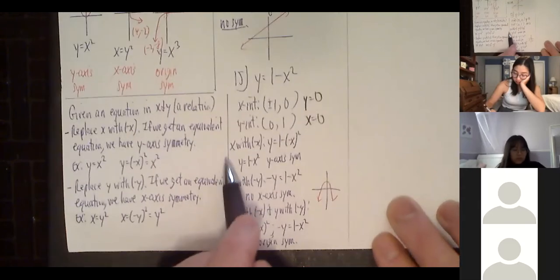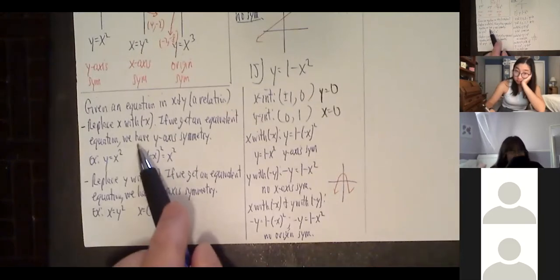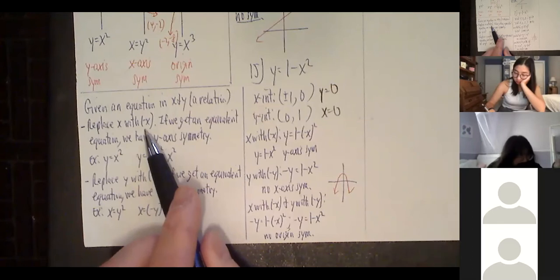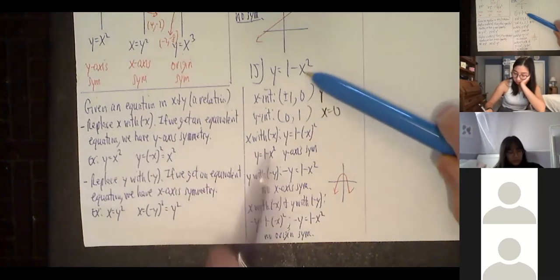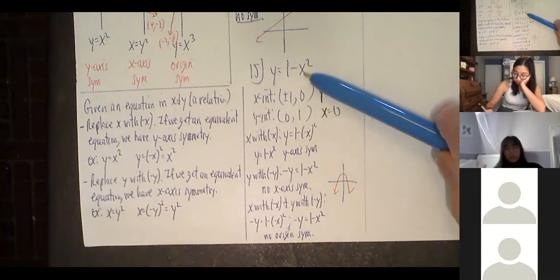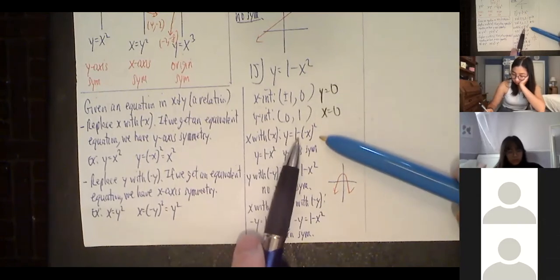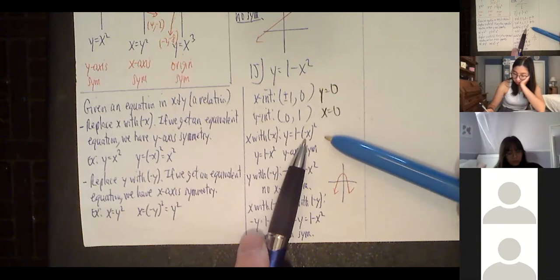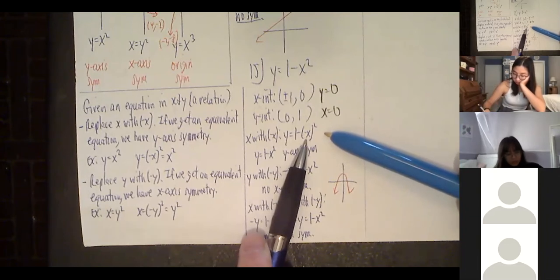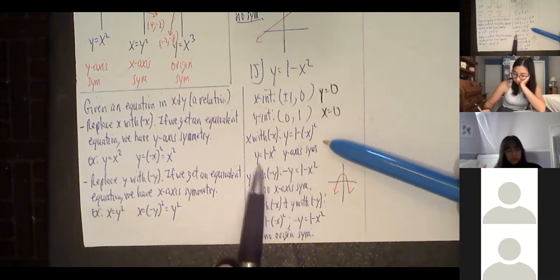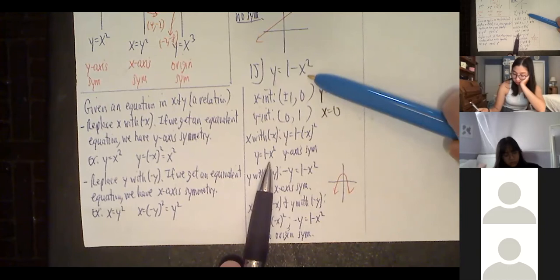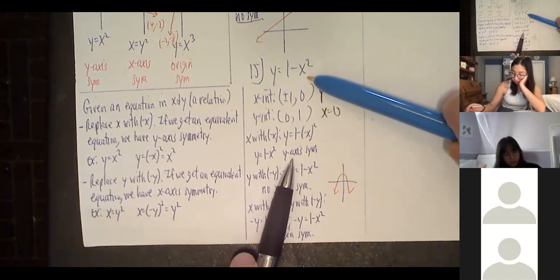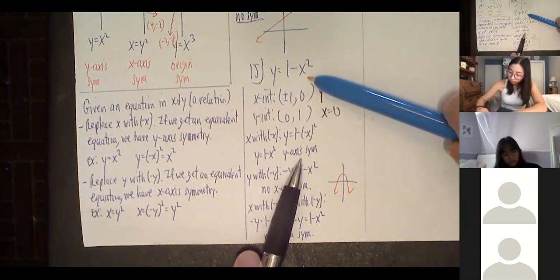All right, now I replace x with negative x. So right here, instead of writing x, I put negative x. So it's 1 minus parentheses negative x squared. But what is negative x squared? It's the same as x squared. So I get back 1 minus x squared. That is equivalent to the original. So I have y-axis symmetry. I have symmetry with respect to the y-axis.